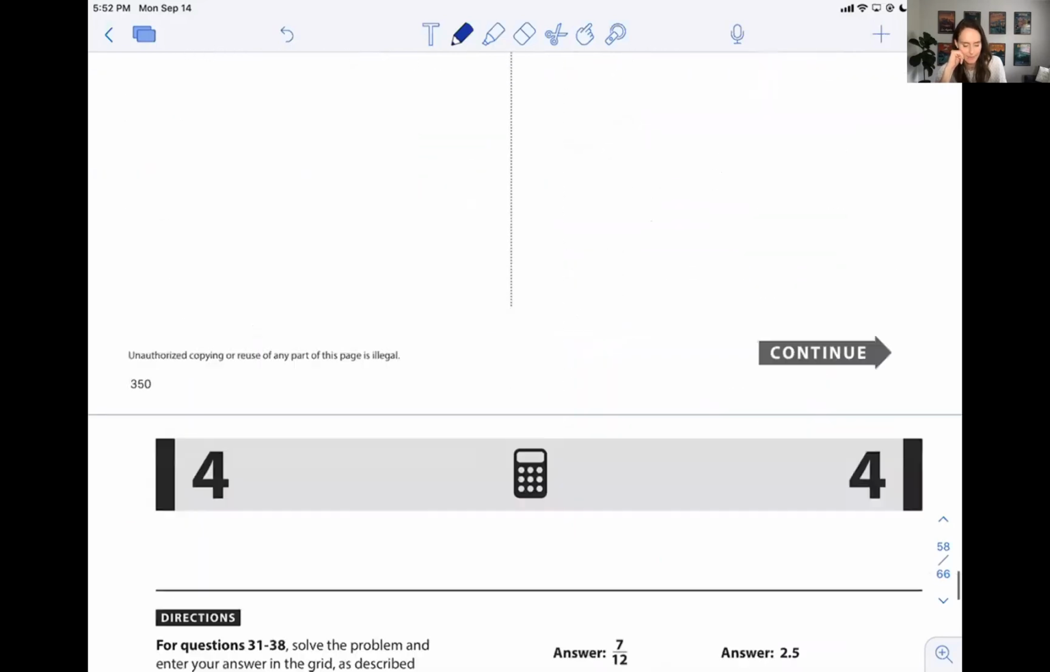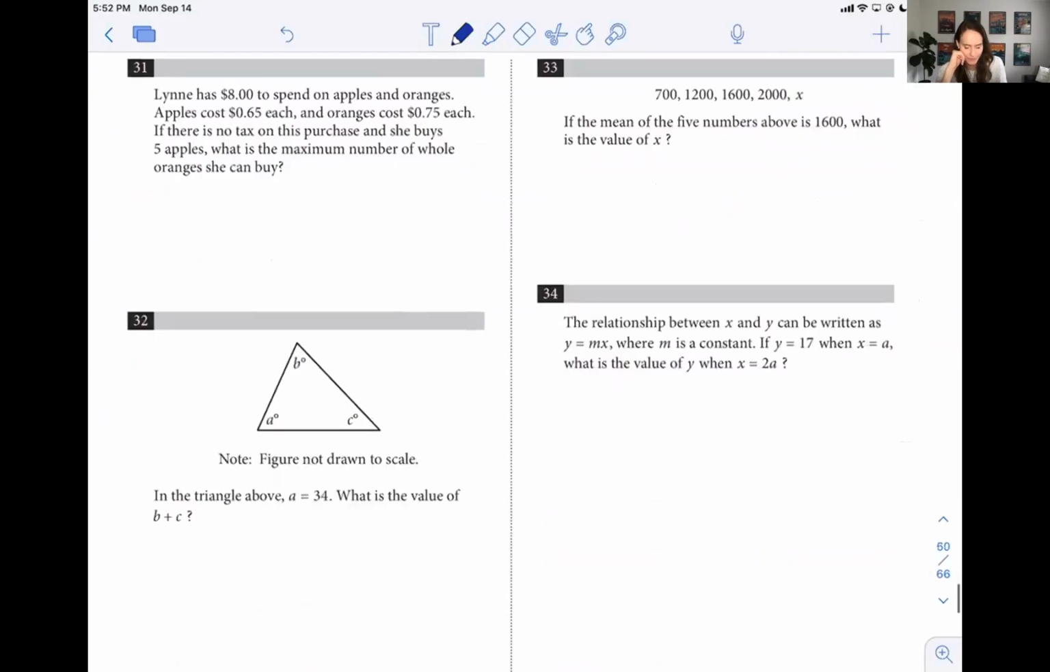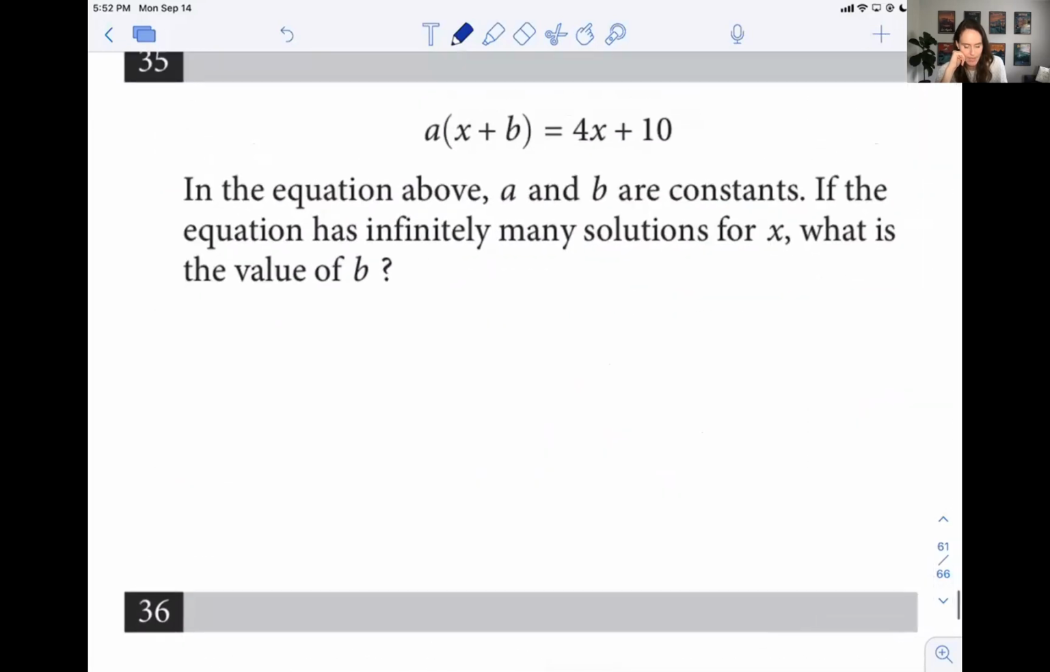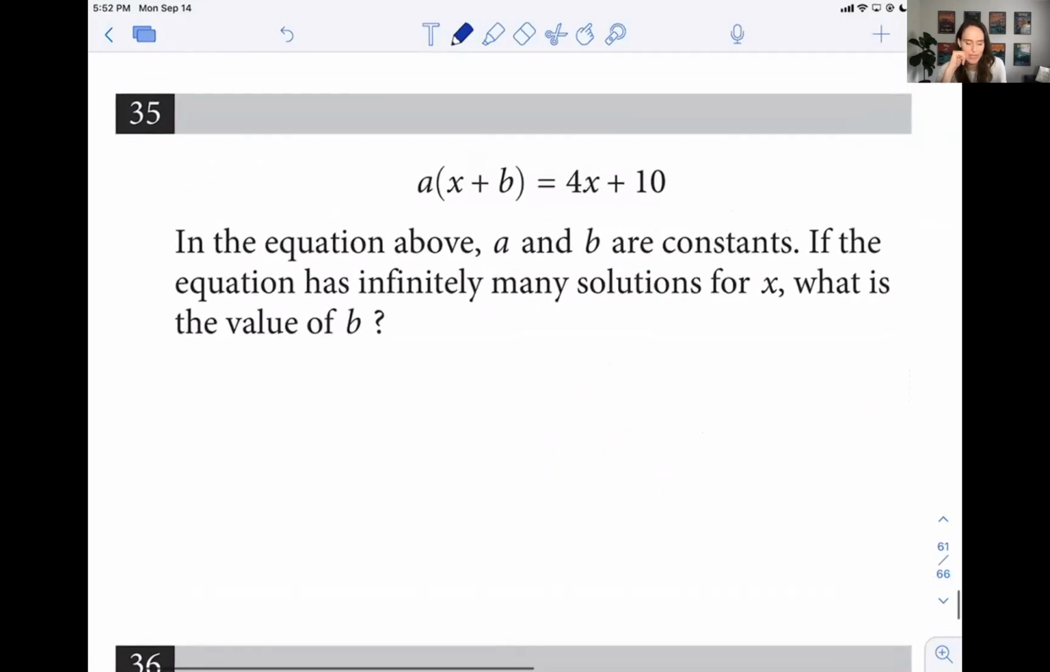Let's look at number 35. Which is a little bit more advanced of a question. And this deals with a concept that is tested on the SAT all the time. It's tested in different ways, but it's a very frequently tested concept. So you want to pay attention to this. In the equation above, A and B are constants. If the equation has infinitely many solutions for X, what is the value of B? So infinitely many solutions is a buzz phrase on the SAT, and it's also a core concept.